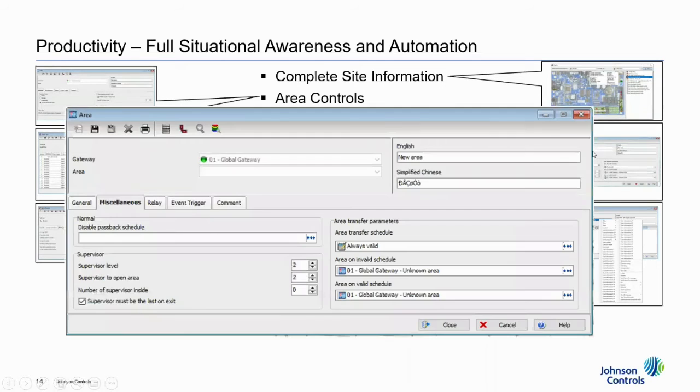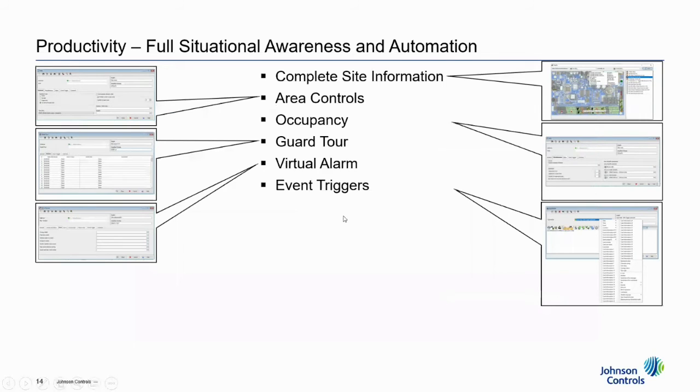Then in terms of occupancy, we are also able to let you manage the occupancy of the place. We can set it down here, for example, for this particular area, what is the supervisor level? How many supervisors are required in order to open the area? How many supervisors must be inside? Whoever is the supervisor that accesses this door will be the last one to exit. So we're able to enforce that.